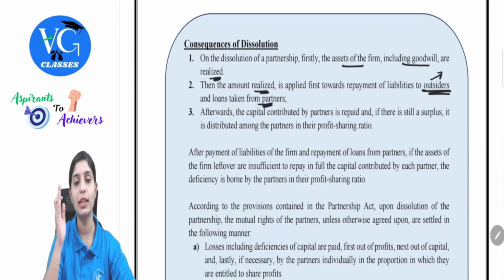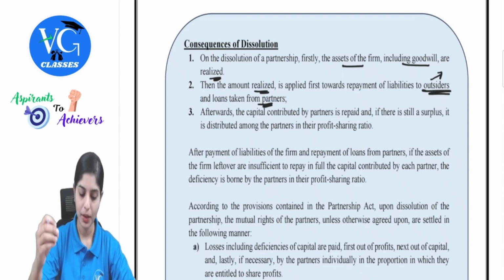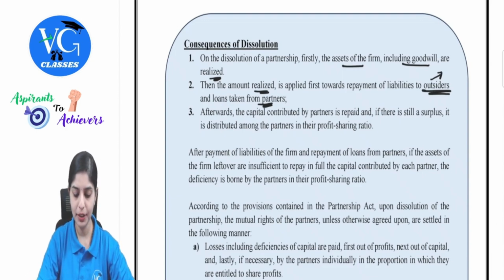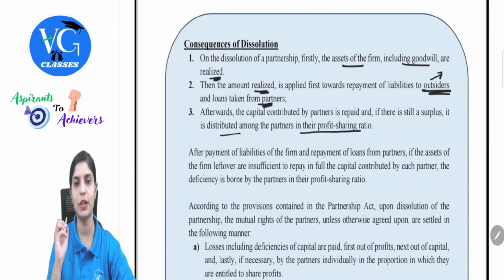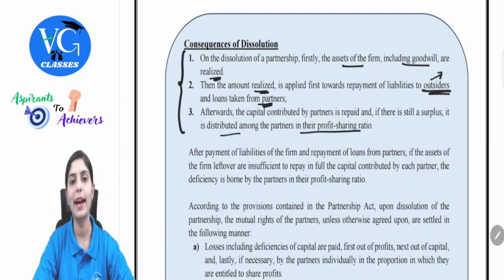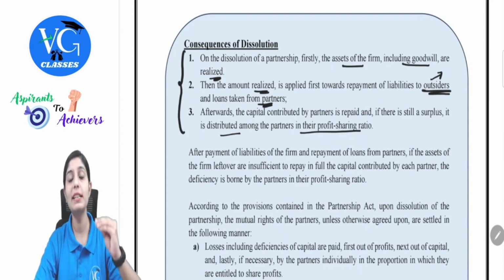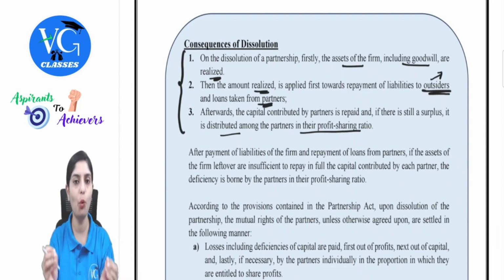There is an order of payment which is available. We will understand that. Afterwards, the capital contributed by partners is repaid, and if there is still a surplus, it is distributed among the partners in their profit sharing ratio. This is nothing but the structure of how you should go ahead with dissolution. More discussion on this we will definitely observe. So this is just giving you an overview.